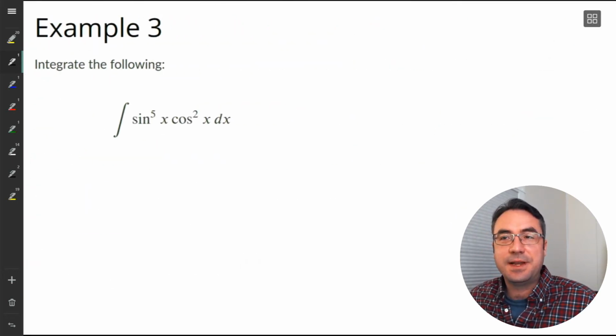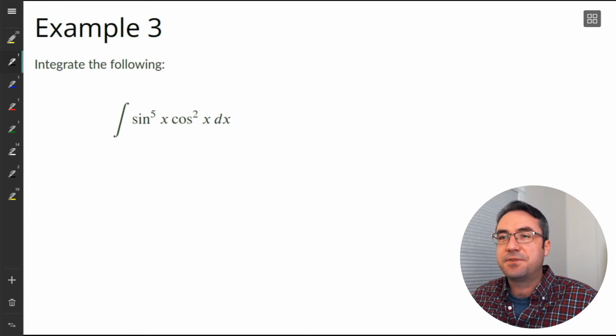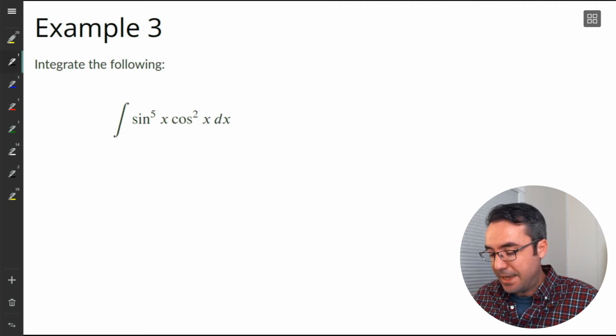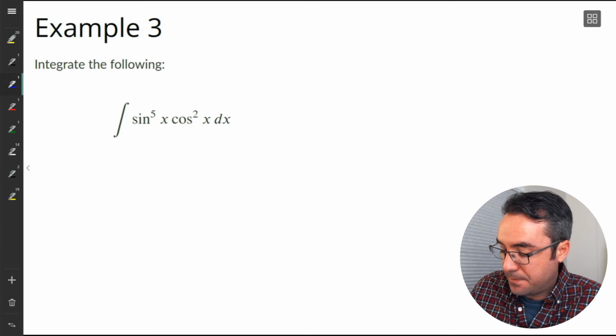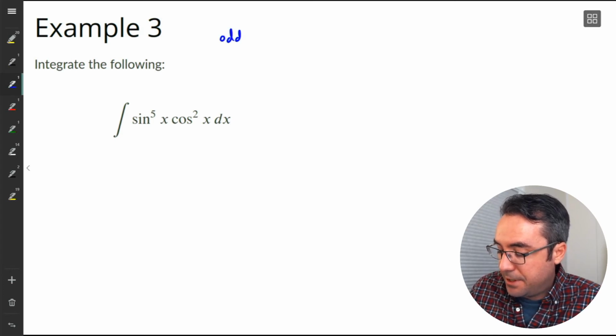All right, so now let's throw in some big exponents. We have this function sine of x raised to the power 5 times cosine of x squared. And what we're going to do in step one is identify the odd power. So our odd power here is sine of x.